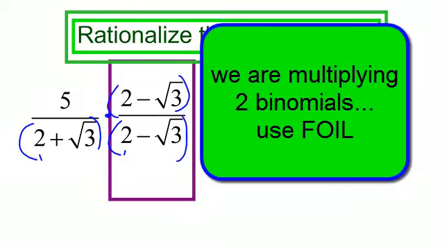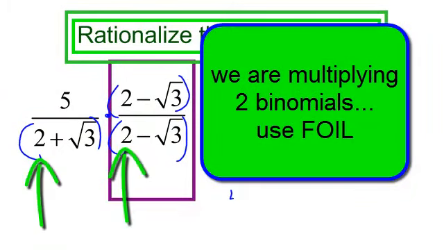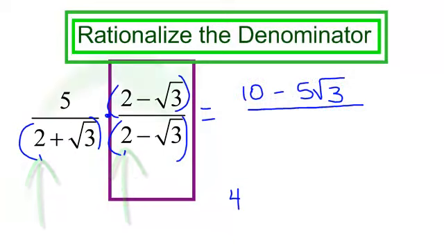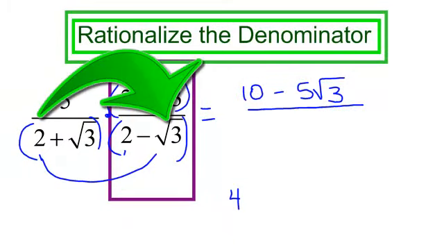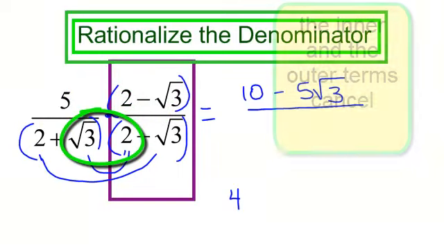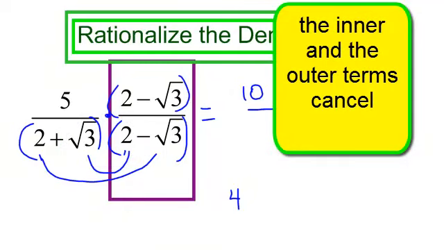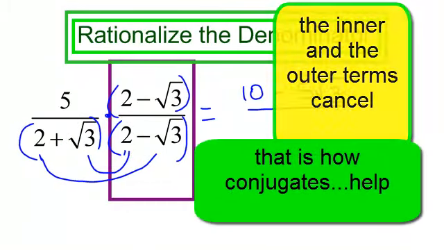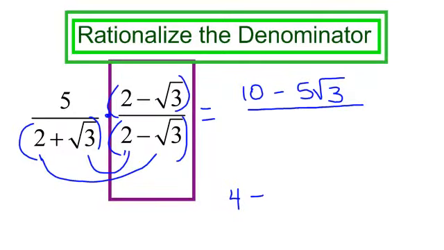It's a binomial times a binomial. The first term, 2 times 2 is 4. The outer terms, 2 times a negative radical 3. The inner term is a positive 2 radical 3. They cancel out. That's what we learned about conjugates. The last terms, radical 3 times a negative radical 3 is a negative radical 9. But we know radical 9 is just 3. 4 minus 3 is just 1. So when I did FOIL on this binomial times a binomial, I just got 1.